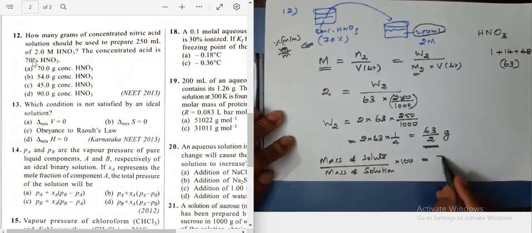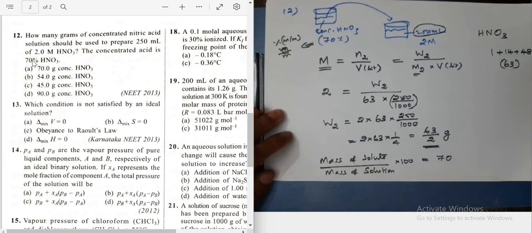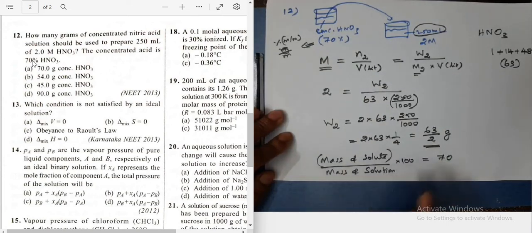So what is the percentage mass given? 70%. Mass of solute by mass of solution into 100 will give you the percentage mass by mass, which is nothing but 70. Now how much solute is required? We require 63 by 2 gram of solute, so this should be 63 by 2. We need to find out the mass of the solution.